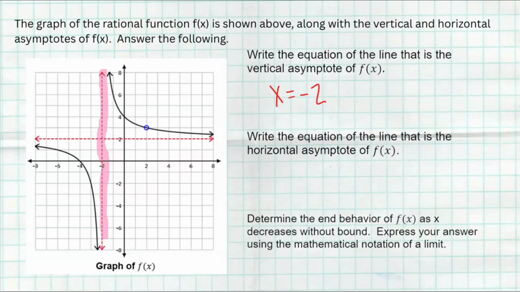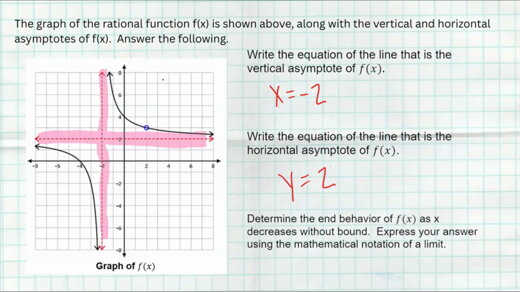All right, then the next question says to write the equation of the horizontal asymptote. We see a horizontal asymptote right here at y equals +2. Same thing. Don't just write down +2. Write down y equals +2, so it's the equation of that actual line.